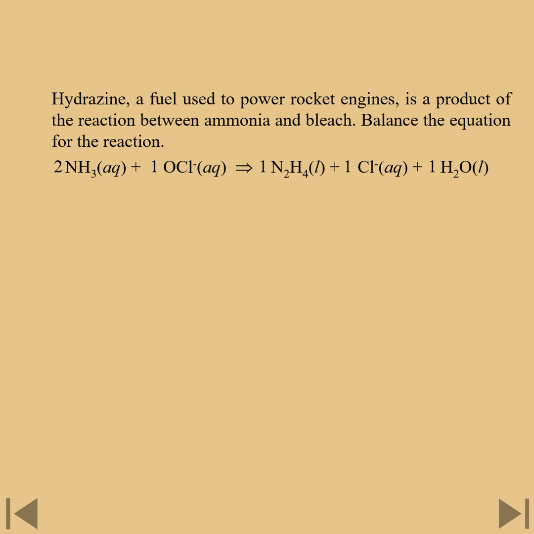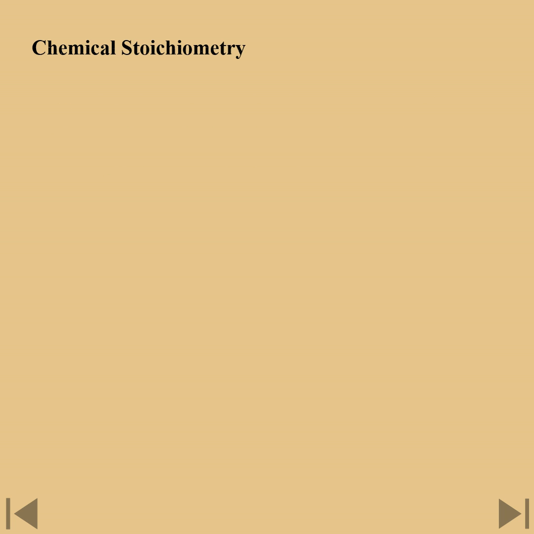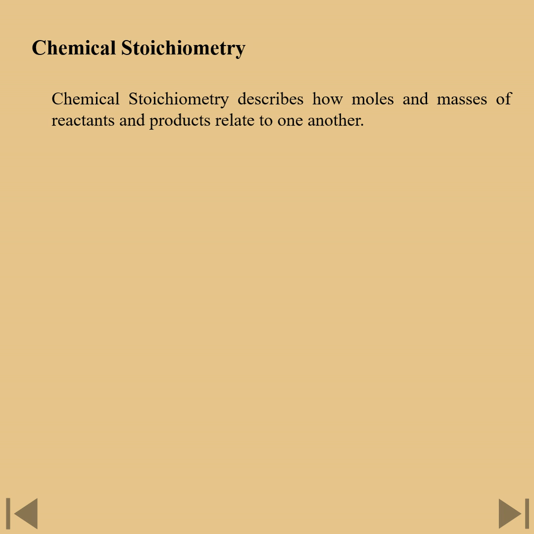Okay, on to new material, and we're going to begin with chemical stoichiometry, and that's simply the word that refers to the relationship of chemicals in a chemical reaction. Now, ultimately, they initially relate through moles, and then through moles, they relate through masses.